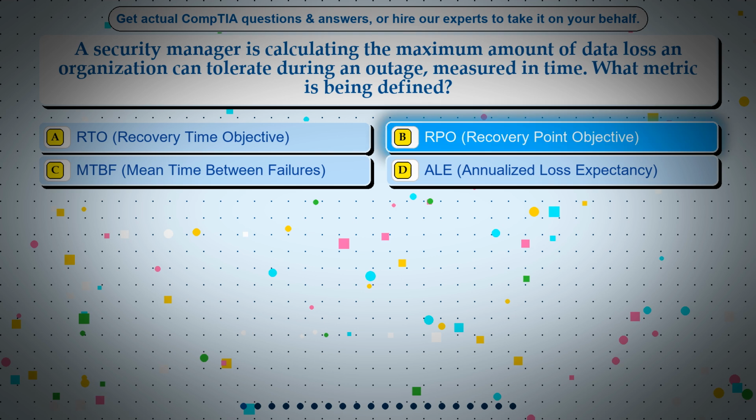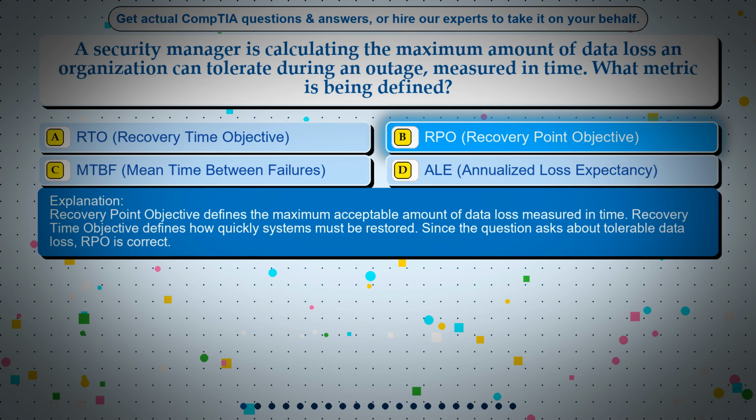The correct answer is option B. RPO, Recovery Point Objective. Recovery Point Objective defines the maximum acceptable amount of data loss measured in time. Recovery Time Objective defines how quickly systems must be restored. Since the question asks about tolerable data loss, RPO is correct.